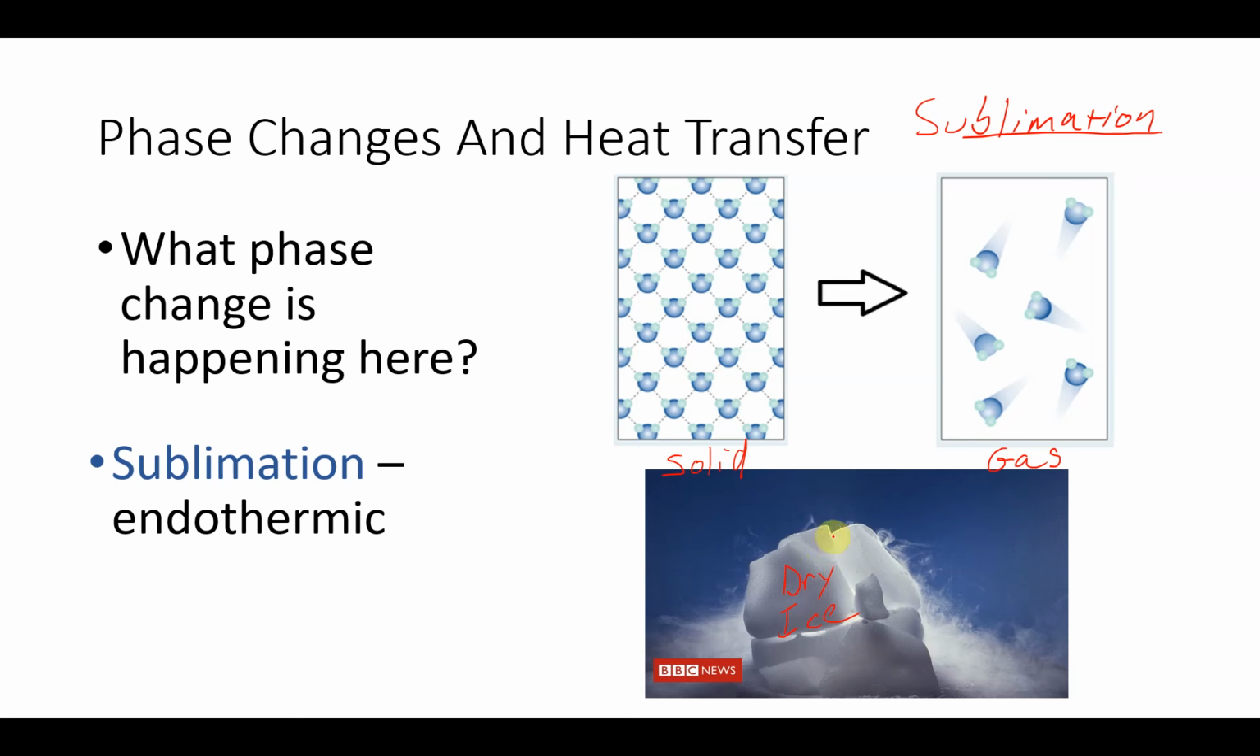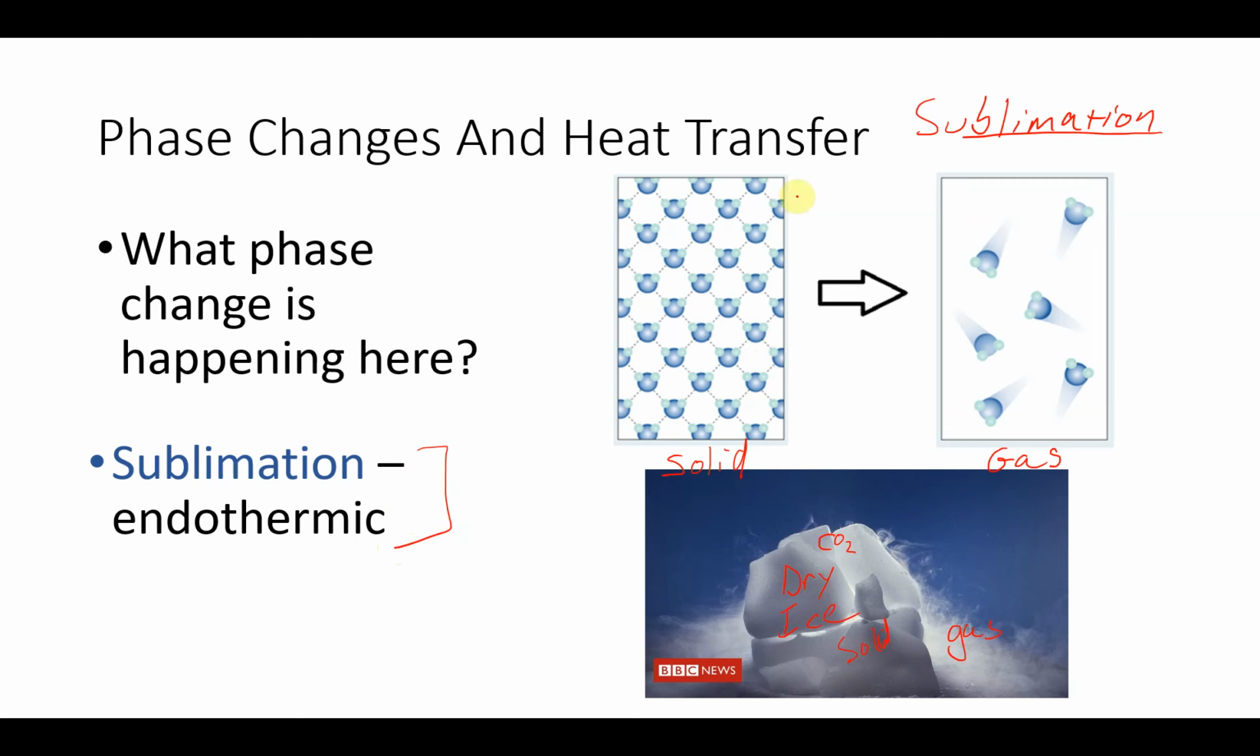But dry ice, which I think is CO2, turns directly from a solid into a gas without ever becoming a liquid. It's just gone. So it's pretty cool. So you can see, I think that sublimation is endothermic. How do I know that?